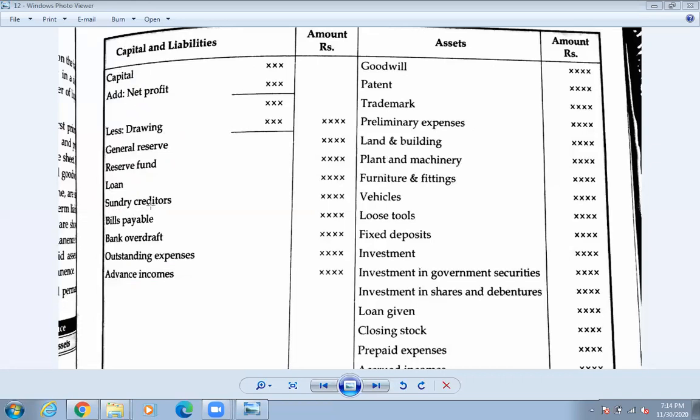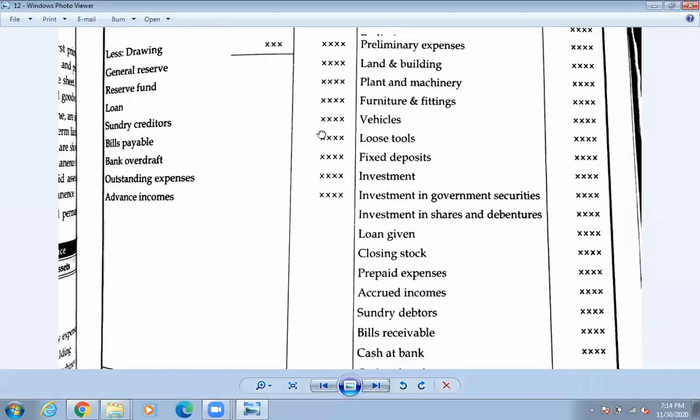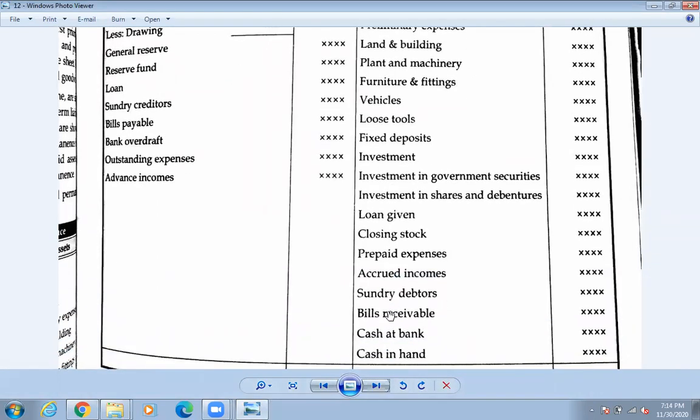C for creditor, C for capital. Okay, C for credit. Okay, so this must be recorded in the capital side, right? So bills payable. Payable means you need to pay in the future. Receivable, that must be received in the future. Eta receivable pani lekheko hola. Sake chaina. Let me see. Okay, receivable is written over here.